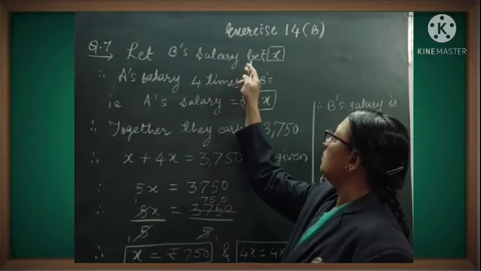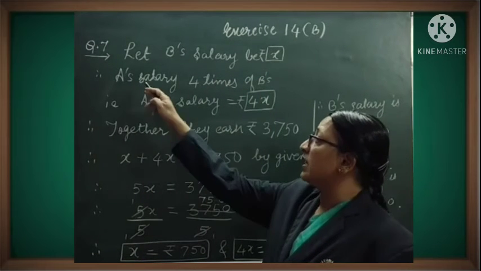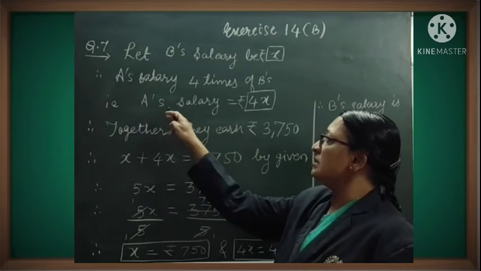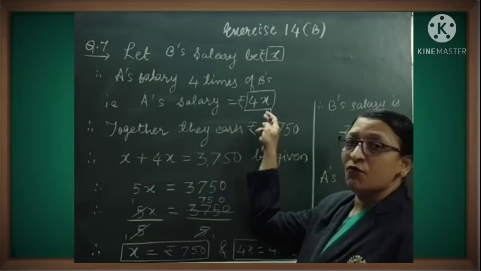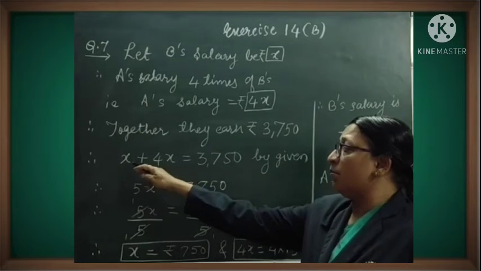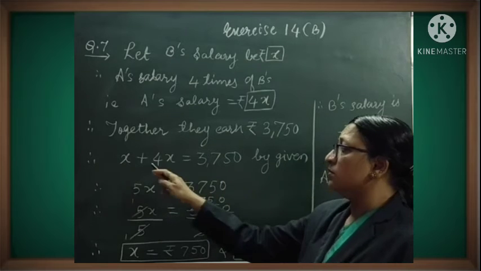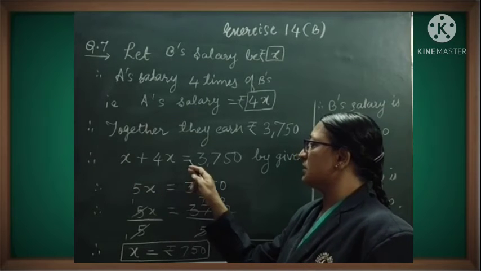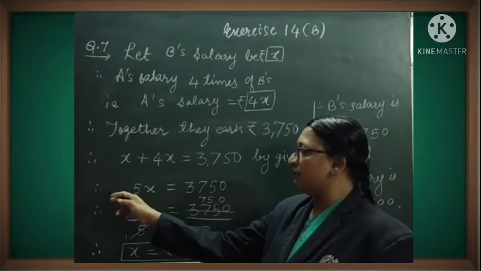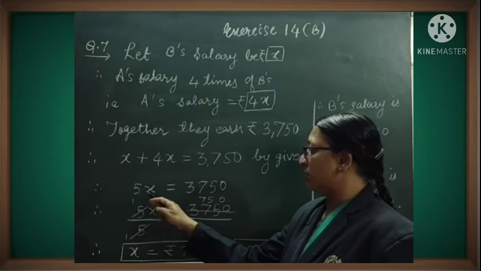Let B's salary be rupees x. Therefore, A's salary is 4 times of B's salary. That is, A's salary is equal to rupees 4x. By the given, sum of their salary is 3,750. Therefore, x plus 4x is equal to 3,750. Therefore, x plus 4x is 5x. 5x is equal to 3,750.